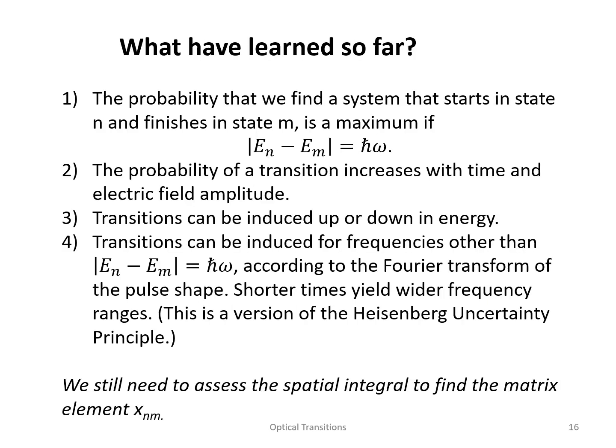So what have we learned so far? 1. Probability that we find a system that starts in a state N and finishes in state M is a maximum if the energy difference between the two states is equal to the excitation frequency of the light that's incident on the system. That's no surprise. Probability of transition increases with time, and it increases with electric field amplitude. That's no surprise. This one's a bit of a surprise, that transitions can be induced that either go up or down in energy. If it's in an upper state, then incident light causes it to go down. If it's in a lower state, then incident light causes it to go up.